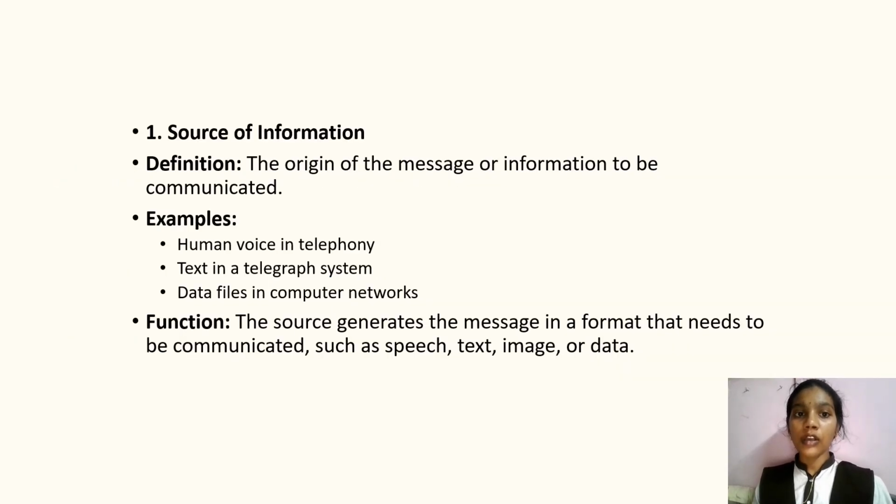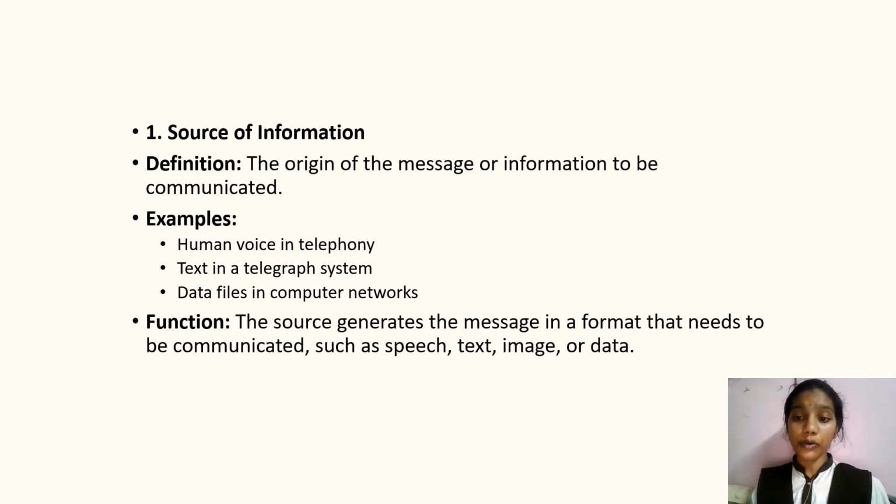First one is the source of the information. Definition: the origin of the message or information to be communicated. Examples: human voice in a telephone, text in a telegraph system, data files in a computer network. Function: the source generates the message or signal in a format that can be communicated, such as speech, text, image or data. This is the source of information.